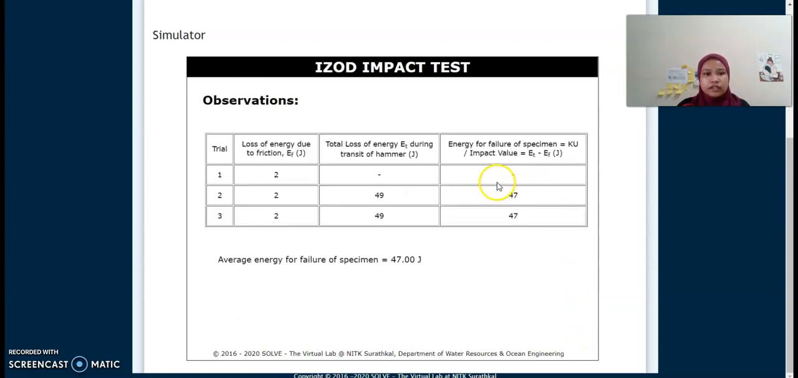Observation for the total of 3 trials. For trial 1, loss of energy due to friction, EF, is 2 joules, the same for trials 2 and 3. Total loss of energy, ET, during transit of hammer for trial 1 is indefinite, for trial 2 is 49, for trial 3 is 49. Energy for failure of specimen, ET minus EF, for trial 1 is indefinite, and for trials 2 and 3 it is the same, 47. So the average energy for failure of specimen is equal to 47 joules.